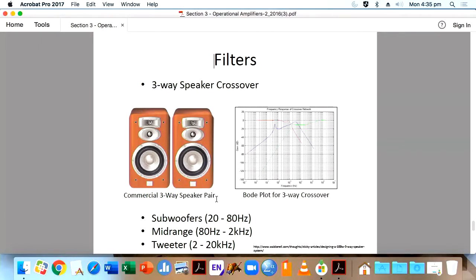Then filters. When it comes to audio, you will see the application of filters. Have you seen the three-way speaker pair? You can see that you have got three woofers here. So this is called three subwoofers. Then 1, 2, 3. Why do they need 3? Because each frequency range, as I said, your audio range is 20 hertz to 20 kilohertz.